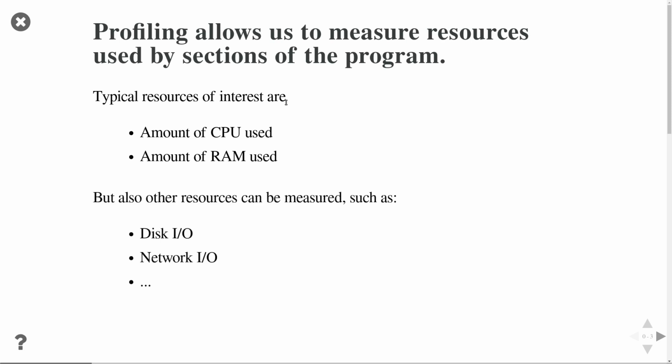Resources that might be of interest are the amount of CPU that is being used, but it might also be the amount of RAM that is being used by a section of the program. It might also be that you're interested in optimizing the disk input-output, right? So you might also want to do profiling with respect to disk I/O or network I/O. Profiling is a very broad way of finding out the bottlenecks of a program, but we will focus on CPU profiling today. Imagine you have a huge amount of code, and all you know is that it takes forever. How do you find out which section of the code consumes all that time?